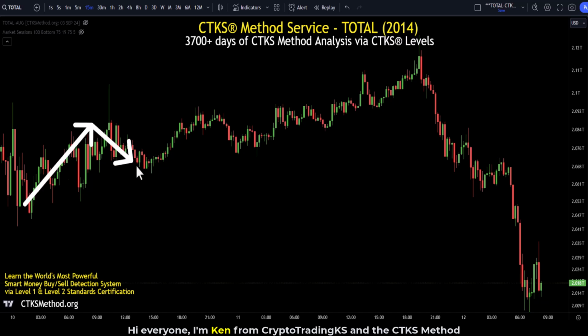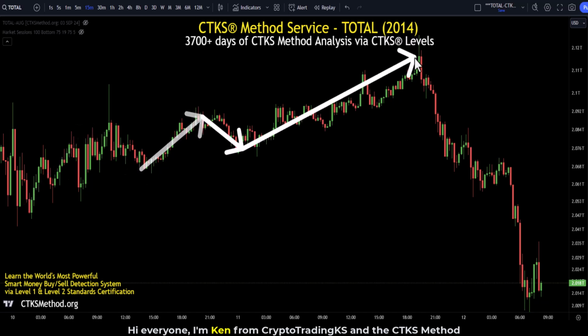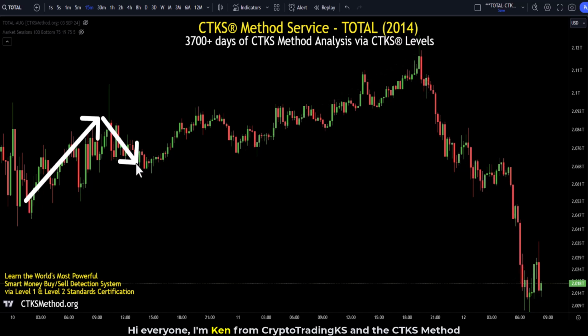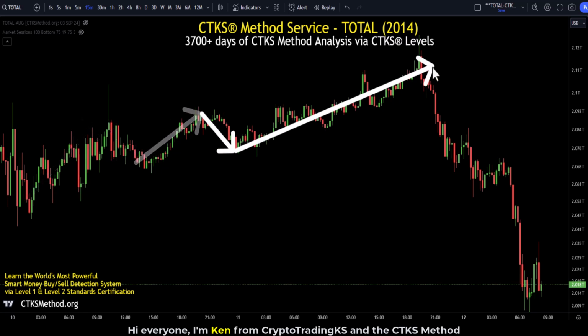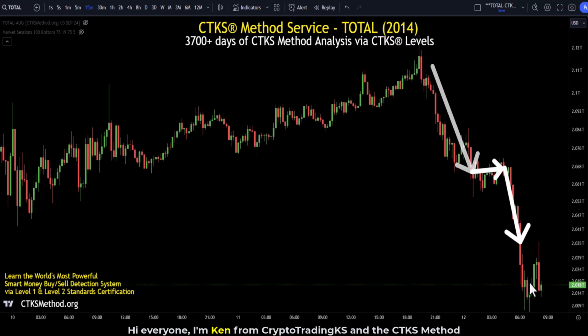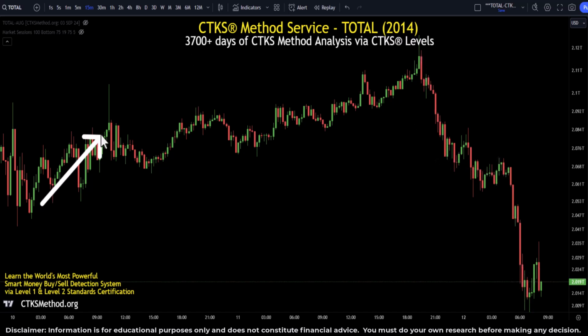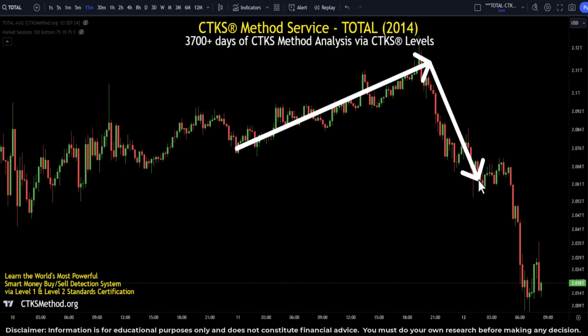Hi everyone, I'm Ken from Crypto Trading KS and the inventor of the CTKS method. What we're going to do today is look at the structural levels across a variety of different charts. I want to give you X-ray vision into what's happening. When you look at total crypto market cap like this, it just cratered down. But could we have predicted this? To answer that question, we need to look at another chart, especially the structural levels on Bitcoin.